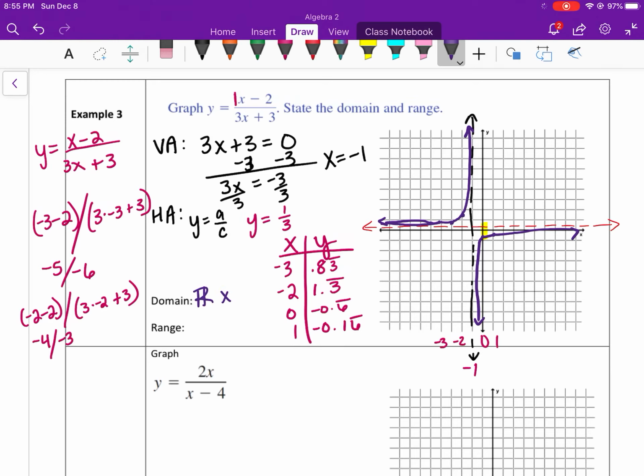The domain will be all real numbers, except that x will not equal negative 1. That's my vertical asymptote. The range is all real numbers, except that y will never equal a third. It gets really close to that line, but doesn't cross.